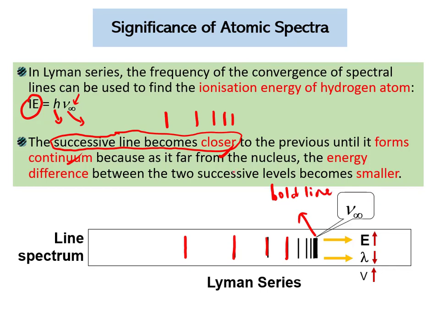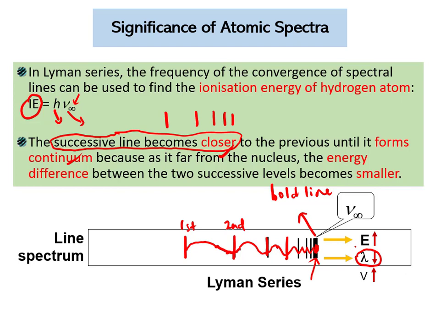Because as it goes far from the nucleus, the energy difference between two successive levels becomes smaller. Right? Okay. So from this first line to this second line, we know that the lambda is the longest. Right? This lambda is the longest. Then it becomes shorter until it converges here, it converges here. Right? So what happened to lambda?